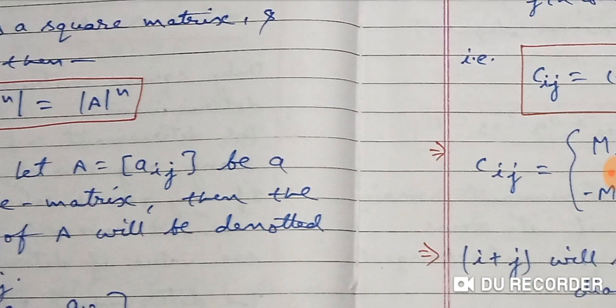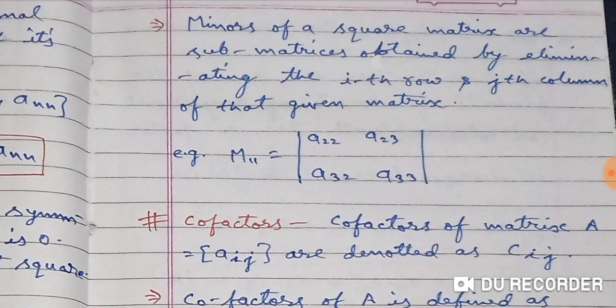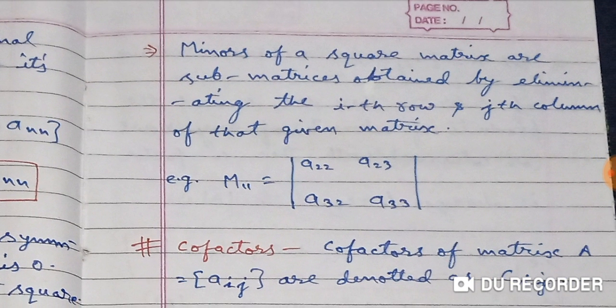So how to find the minor? This is the process. Minors of a square matrix are submatrices obtained by eliminating the ith row and jth column of the given matrix. Suppose we have to find the minor of any element Aij. What we have to do is eliminate the ith row and jth column of that given matrix.